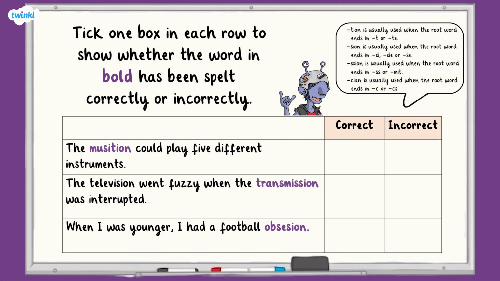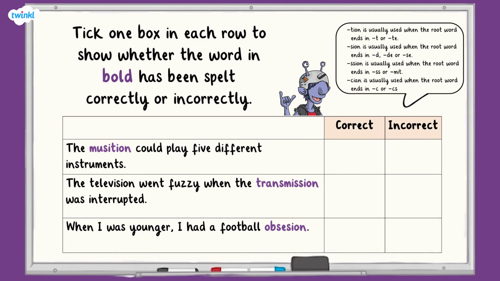For the next question, you're being asked to tick one box in each row to say whether the word in bold has been spelt correctly or incorrectly. Top tip: look carefully at each word and read it out loud. If they don't look or sound right, it might be because they've been spelt incorrectly. Pause here and press play when you're ready to take a look at the sentences.